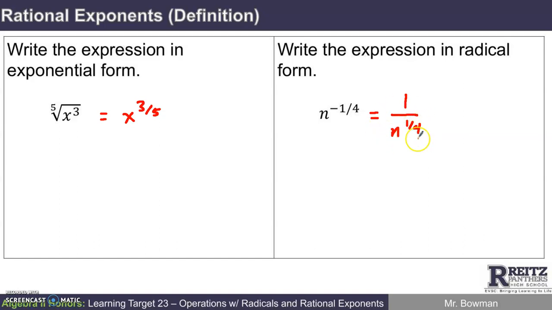And I can write the n to the 1/4 power using the definition of the radical for a fractional exponent. So this expression is 1 over the 4th root of n to the 1st power, just the 4th root of n. And we're there.